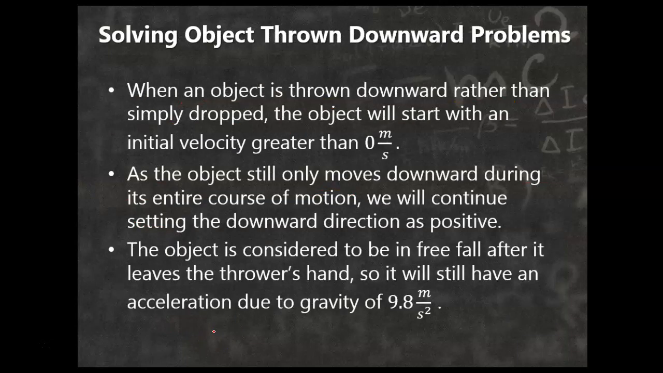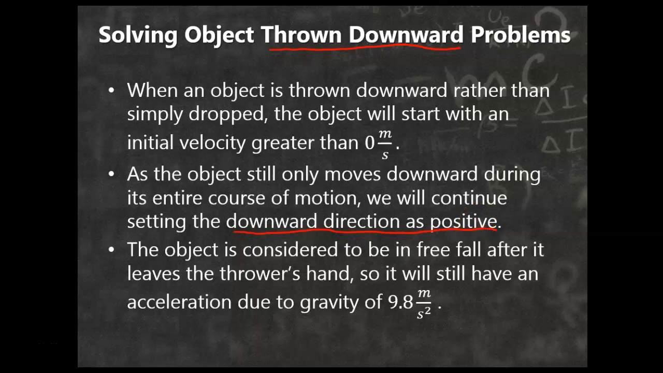All right. Now, what if we have the other kind of problem, which is an object that's thrown downward? If we have an object that is thrown downward, its initial velocity will not be 0. So you simply plug in the initial speed. Now, if it's thrown downward, again, we only have downward motion, and so in this case we would consider downward to be positive.